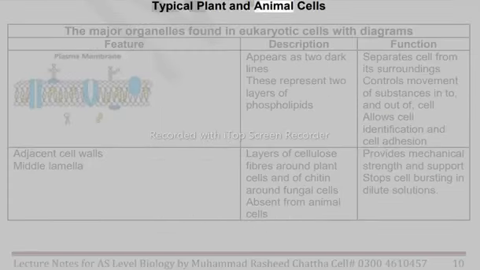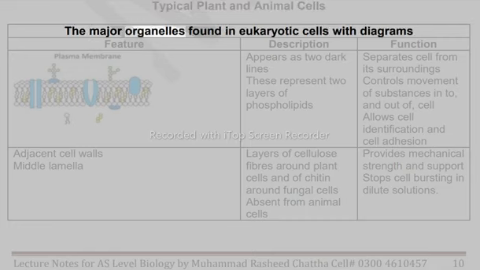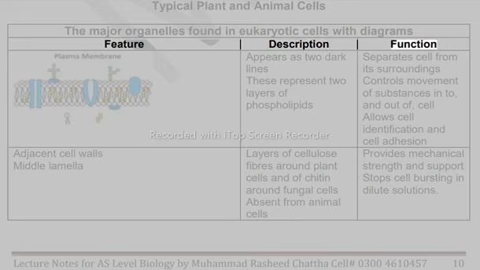Typical plant and animal cells. The major organelles found in eukaryotic cells, with diagrams, feature, description, function. Cell surface membrane appears as 2 dark lines. These represent 2 layers of phospholipids. Separates the cell from its surroundings, controls movement of substances into and out of the cell, allows cell identification and cell adhesion.